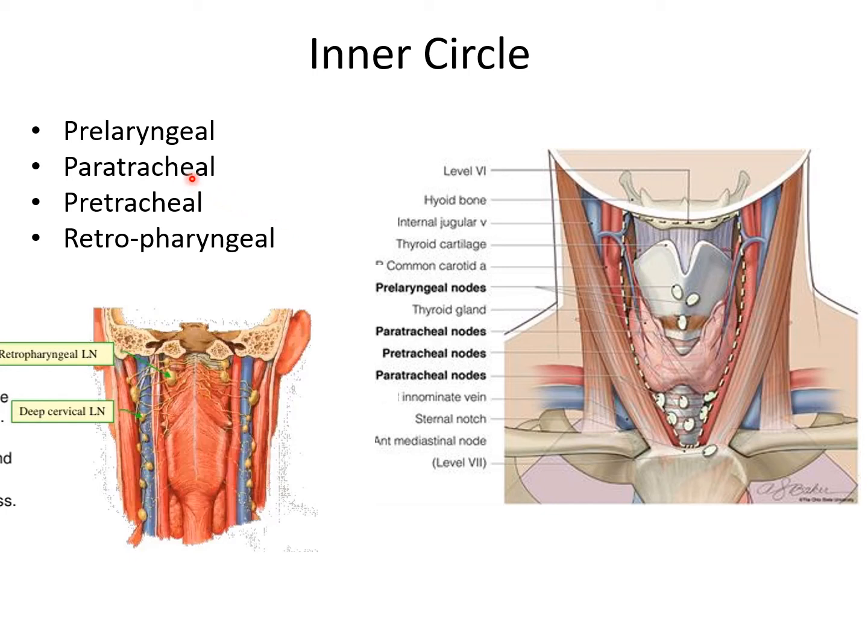Then the second one is the pretracheal group of lymph nodes, and they are present just in front of the trachea and below the isthmus of the thyroid gland. Then the paratracheal group of lymph nodes lie between the trachea and the esophagus on both sides and along the recurrent laryngeal nerves. Then the last is the retropharyngeal group of lymph nodes.